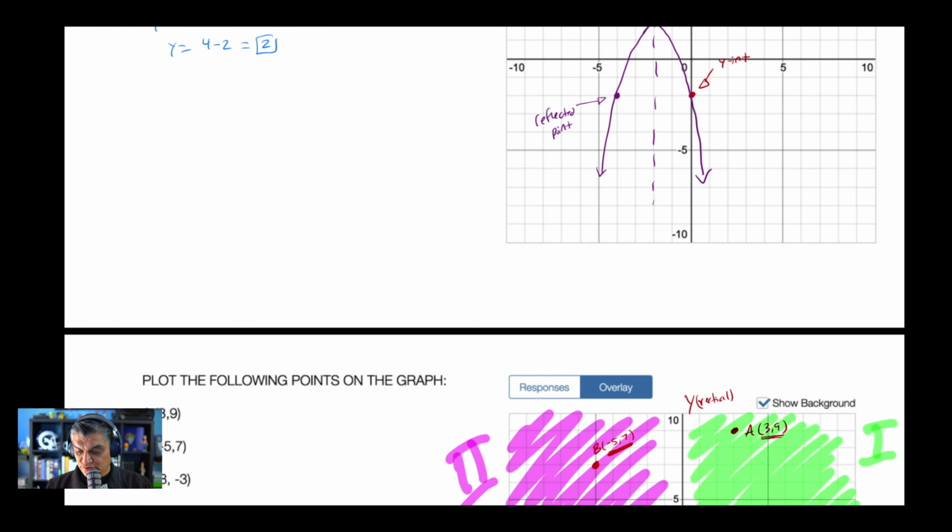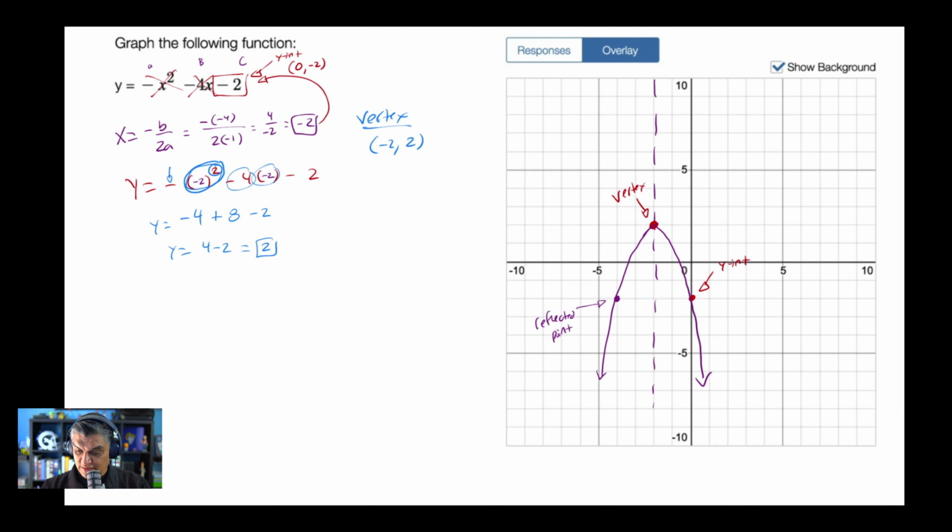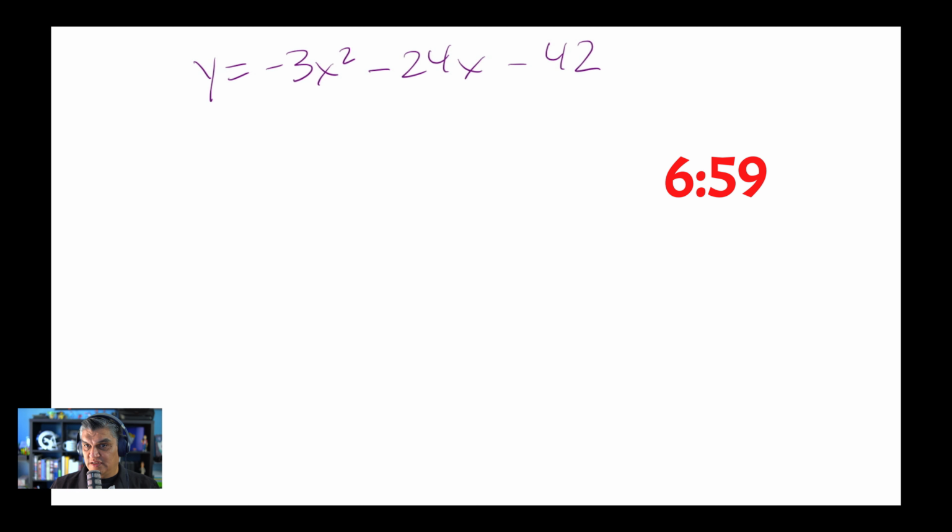Okay, no questions? All right, let's try one more. Actually, let's add a page. There you go. Let's try one more. Now, I want you to graph y equals -3x squared minus 24x minus 42. Try that one. I'll give you, how's 7 minutes? How's 7 minutes sound? All right, 7 minutes now.